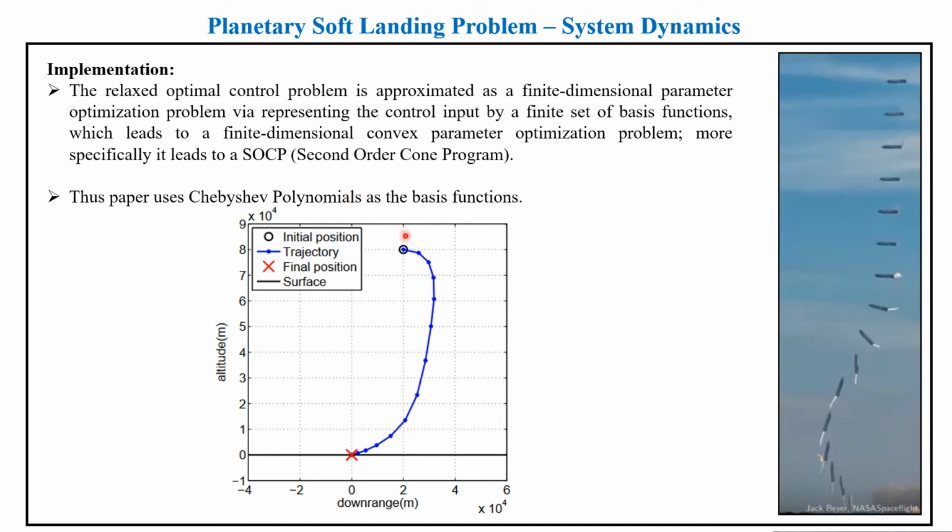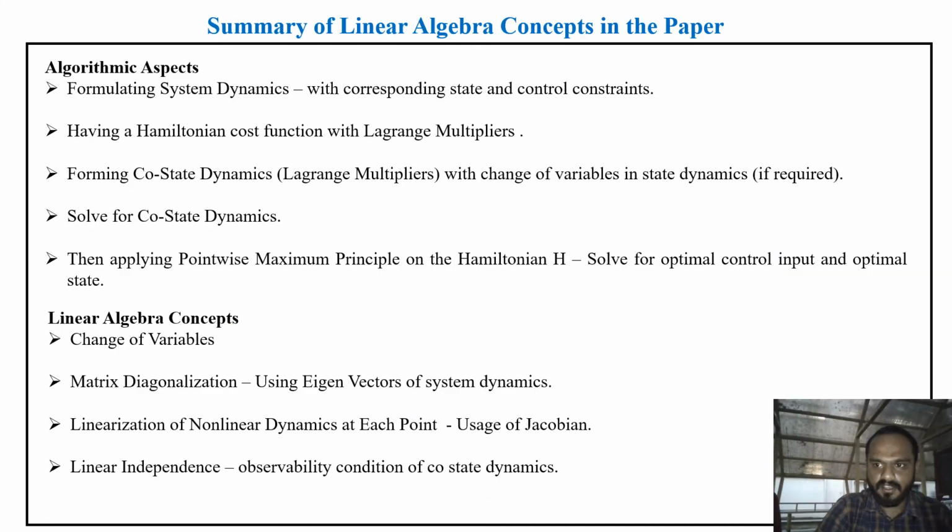So these are the results. The next figure shows the result of the implementation by the authors. They start at some random position and arrive at the specified position. That's it for the whole paper, and now we summarize the concepts. So this is the flow of the algorithm.